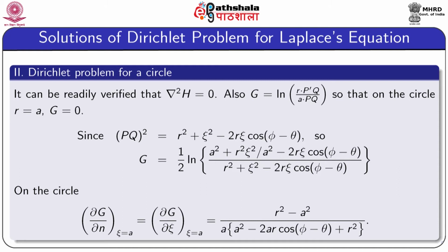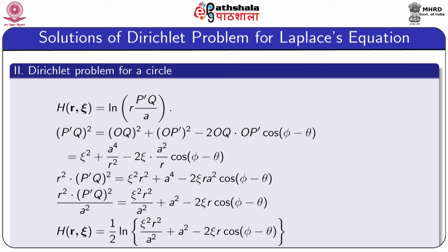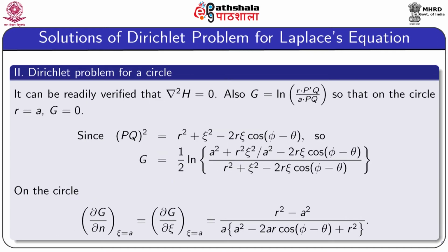So, G equals half of... if we use the expression for PQ here, and we have already obtained the expression for P dash Q in the previous slide, here you can get the expression for P dash Q and here we obtain the expression for PQ. So, if we substitute those values here, the expression for G becomes half ln of (a squared plus r squared xi squared by a squared minus 2 r xi cos(phi minus theta)) divided by (r squared plus xi squared minus 2 r xi cos(phi minus theta)).